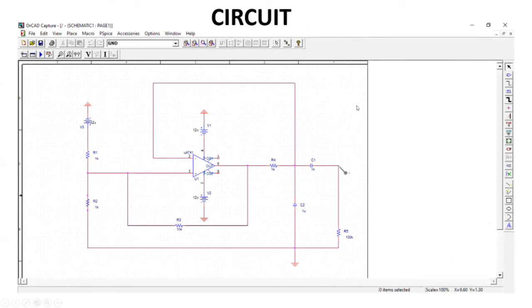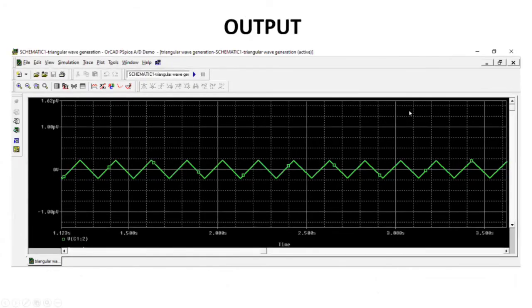This is the circuit diagram of it, and this gives the output of it. This is the triangular waveform of this circuit.